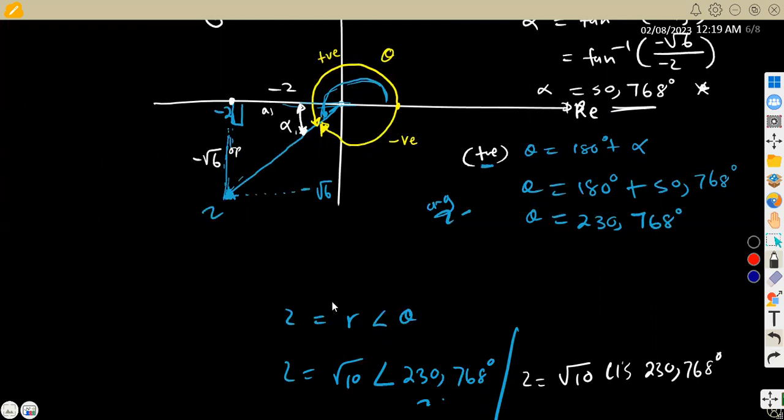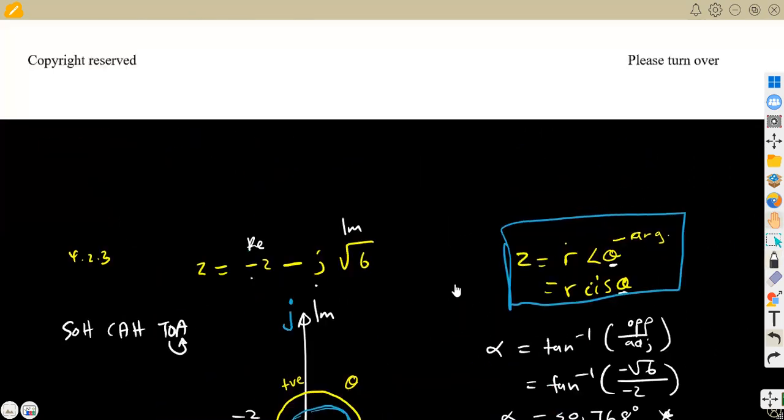Like I said, it depends on whether you're working with a positive or a negative angle. Okay, so that was our z in the polar form after finding the argument and the given resultant, which was the modulus. Okay, let's check the other part of the question.